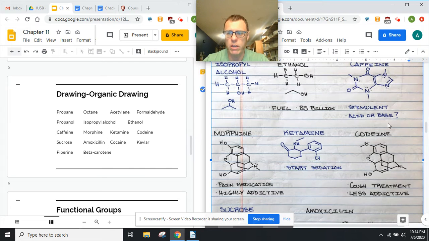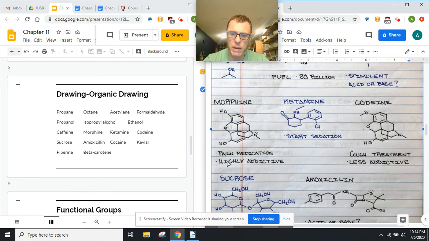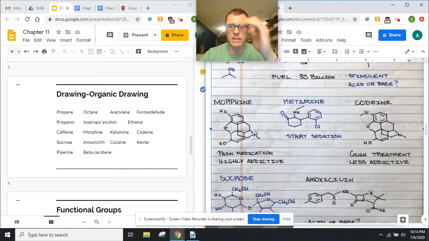Morphine, by the way, I would never make you draw this from memory or anything like that. Morphine here, it's pain medication, super addictive. And this structure right here is something that crops up in a lot of addictive compounds, and you'll see what I'm talking about. So this is a six-membered carbon ring.